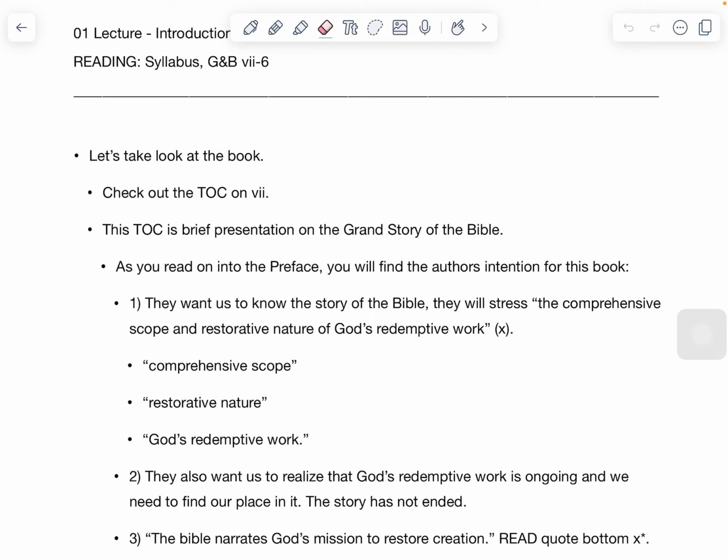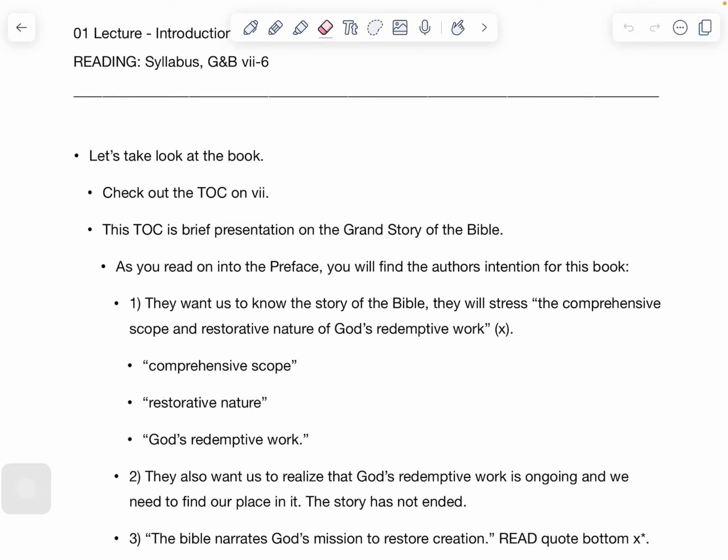God's not a celestial judge who's waiting to put the hammer down upon us, but he is working to redeem the world and to bring the world back in line with the way he intended it to be. They also want us to realize that God's redemptive work is ongoing, and we need to find our place in it. The story has not ended.